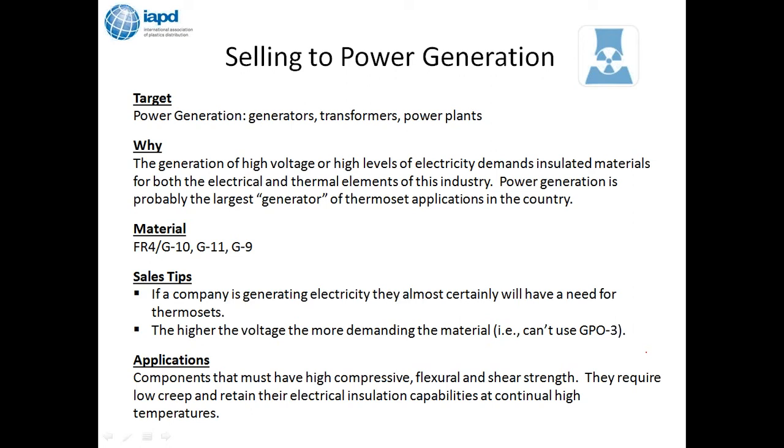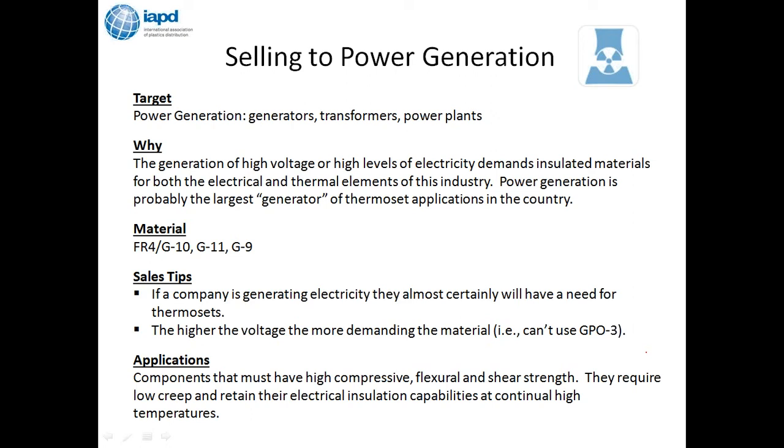Some quick sales tips in the power generation industry. Basically, if a company's generating electricity, it almost certainly will have a need for thermosets. And because they're generating high amounts of electricity, they're generating high heat, they're typically going to demand a higher performance material like the G11s, the G9s. They're not going to use a GPO3, which is more of a commodity item.